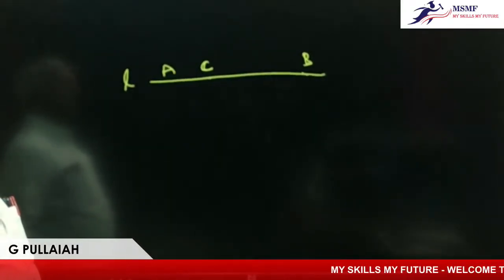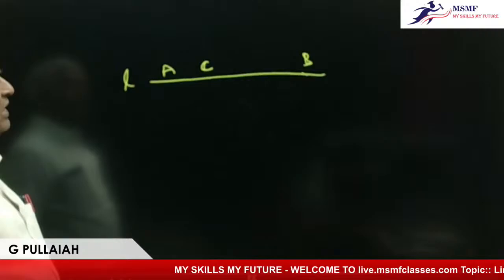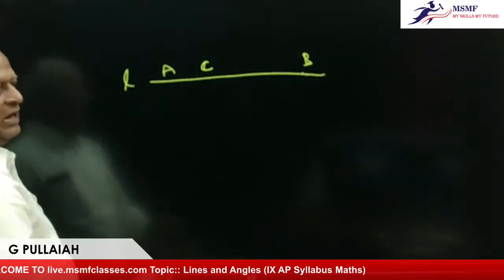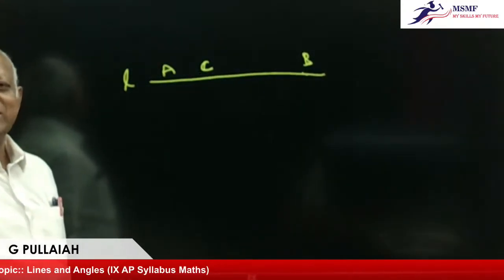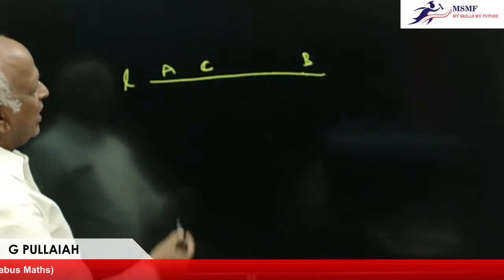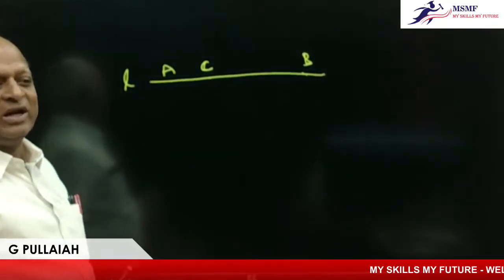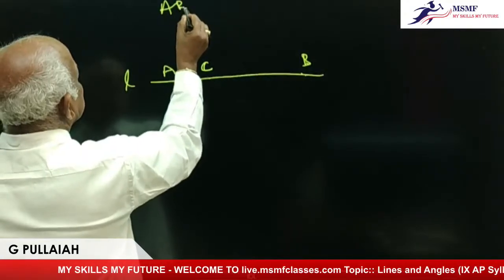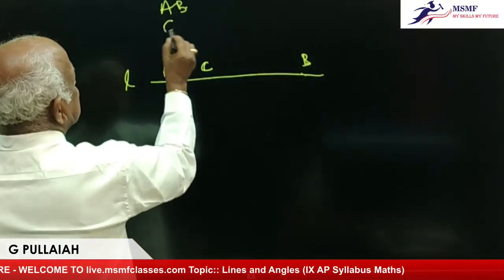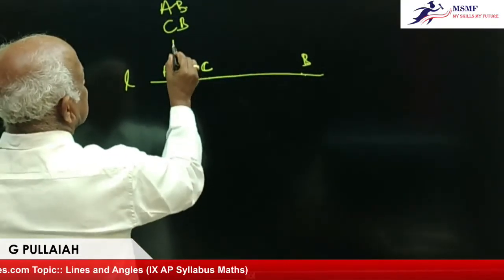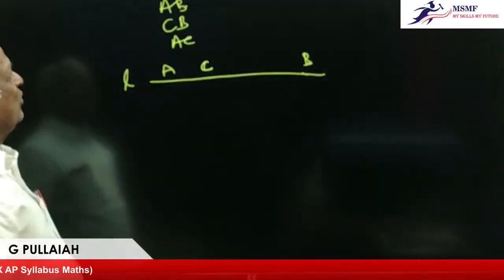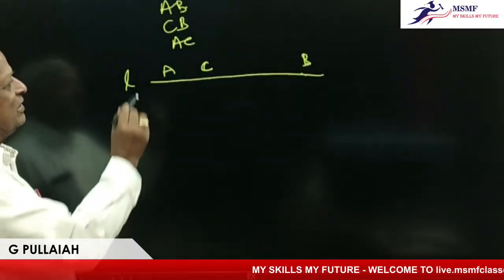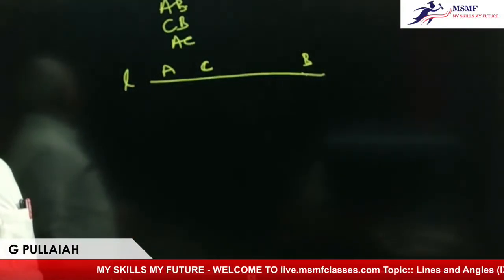On this line, AB is one line segment, AC is one line segment, and CB is one line segment. So here, 3 points are taken on the line, and these 3 points make how many line segments is important here. One line segment we call AB. CB is a line segment, and another one is AC. So we got 3 line segments. So if on a line there are 3 points, we can get 3 line segments.